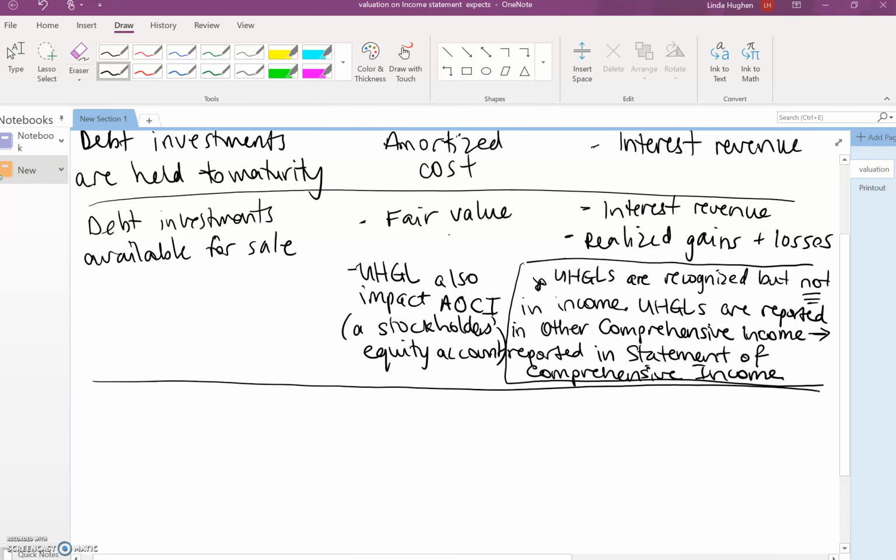That's it for our debt investments available for sale. The third category for debt investments is debt investments held as trading.